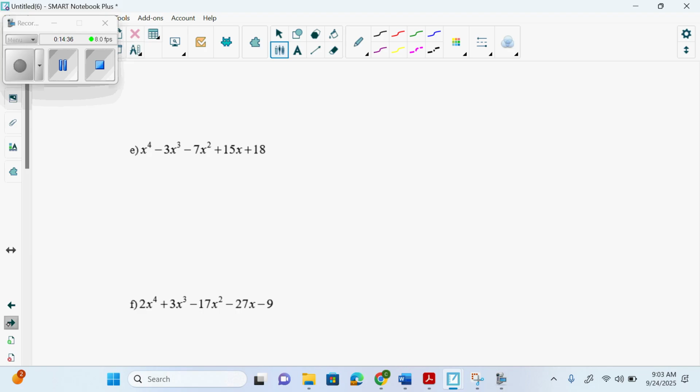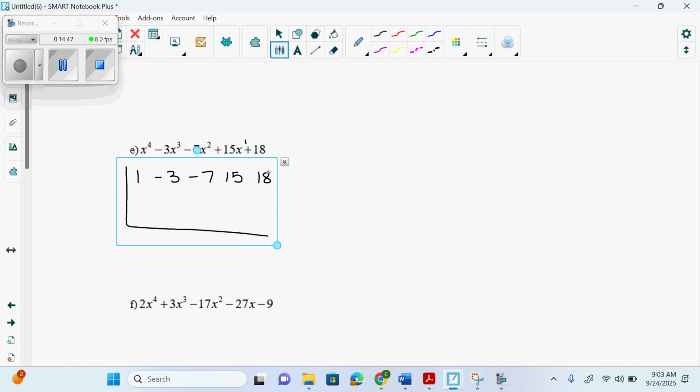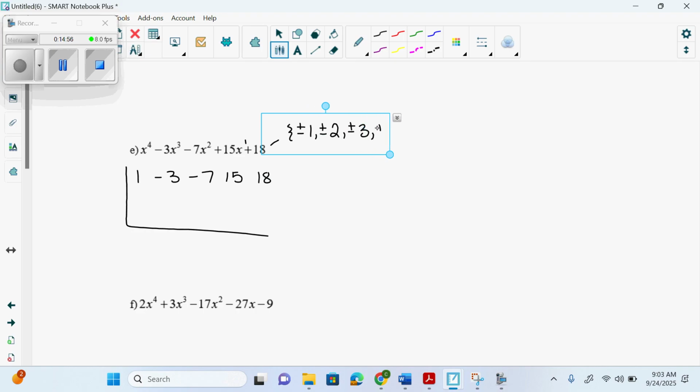So I have 4, 3, 2, 1, 0. So I can put in my coefficients: 1, negative 3, negative 7, 15, and 18. The possible x-intercepts are plus or minus 1, plus or minus 2, plus or minus 3, plus or minus 6, plus or minus 9, plus or minus 18. We get our x-intercept by typing it into our calculator, right? So when you type that into your calculator, what x works? Did anyone find one?